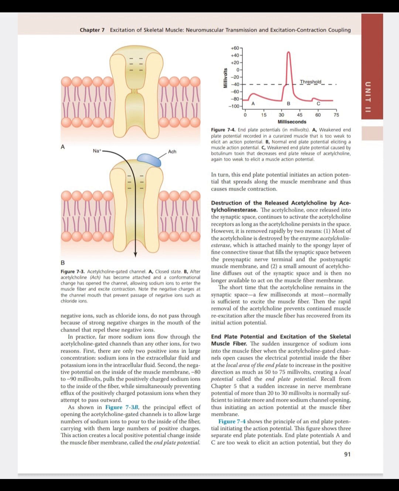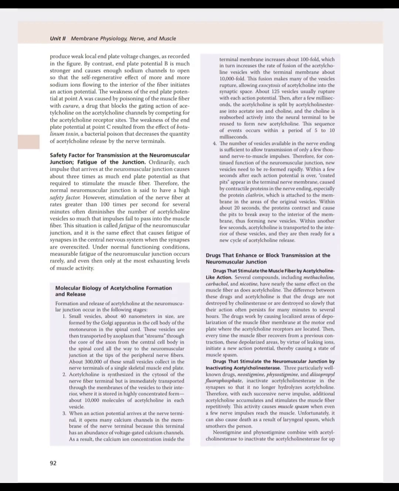Highlight these lines. Now let's come to the other heading, that is end plate potential and excitation of the skeletal muscle fiber. The sudden insertion of sodium ions into the muscle fiber when the acetylcholine gated channels open causes the electrical potential inside the fiber at the local area of the end plate to increase in the positive direction as much as 50 to 75 millivolts, creating a local potential called the end plate potential. Highlight till here.